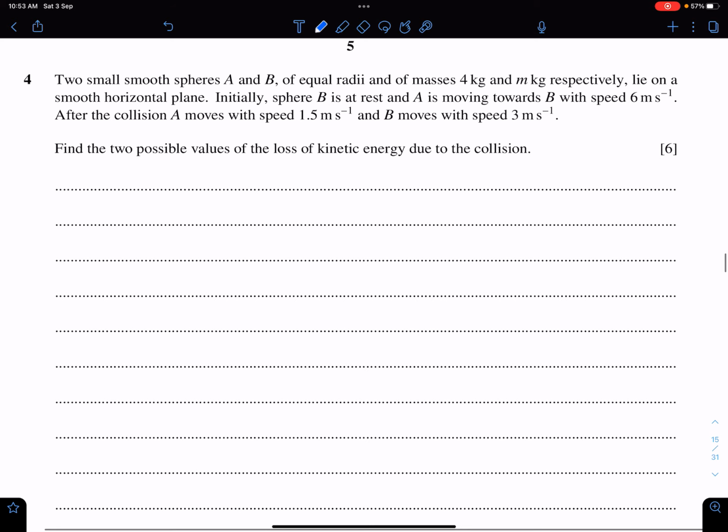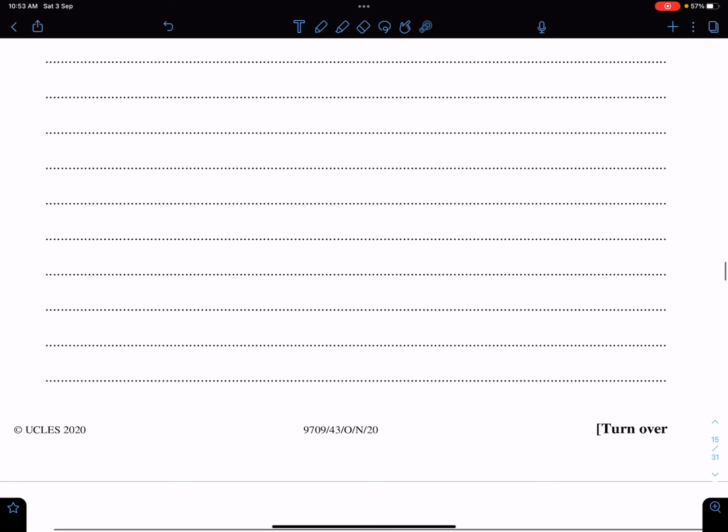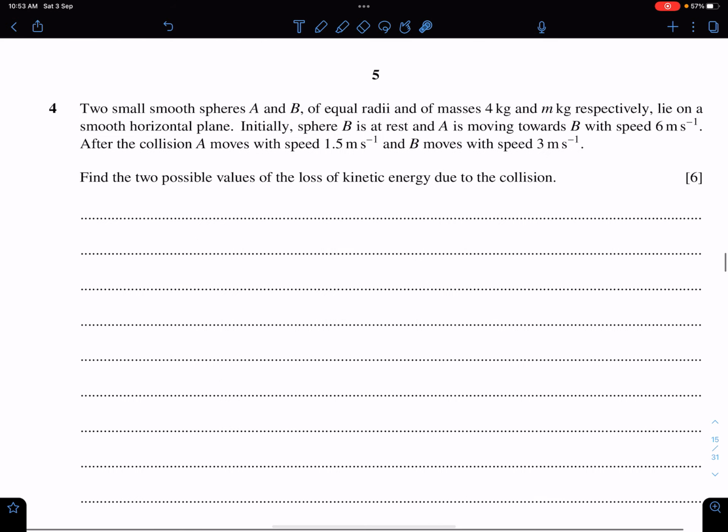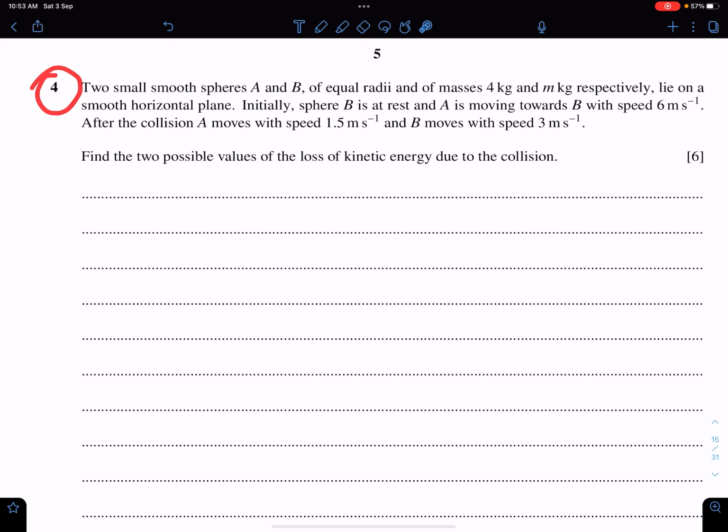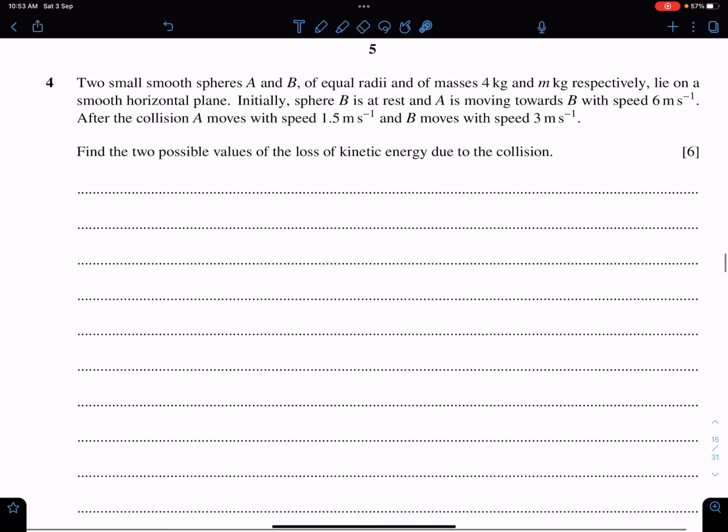The next question. This question is from November 20, paper 43, and the question number is 4.